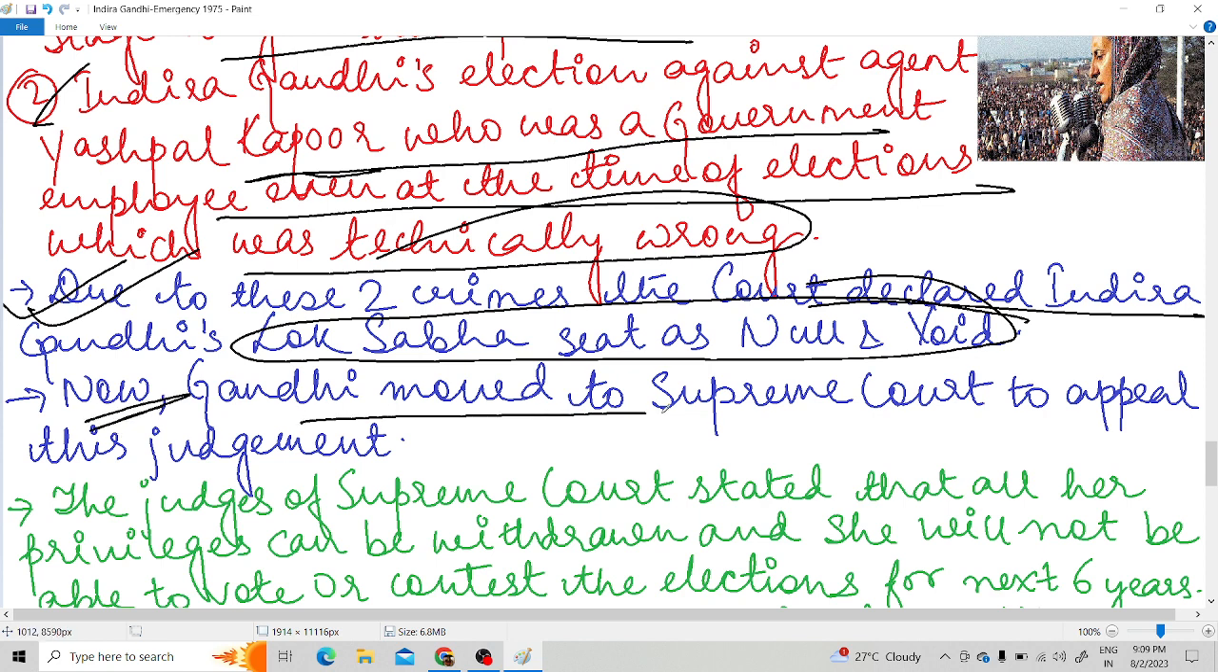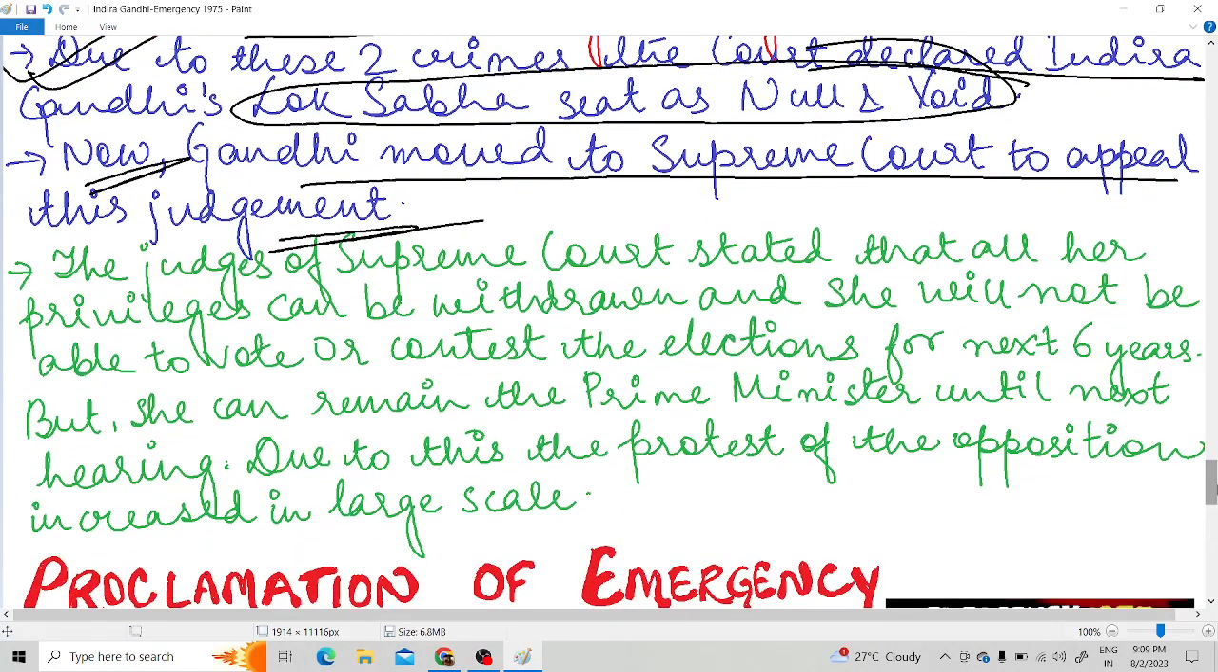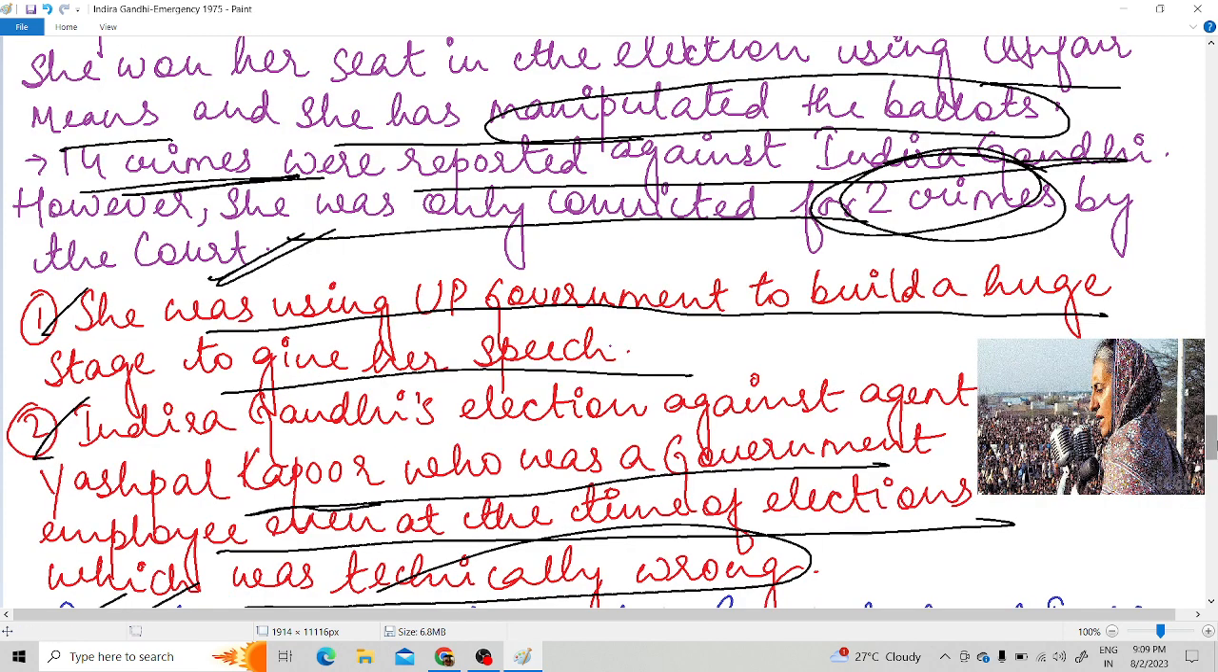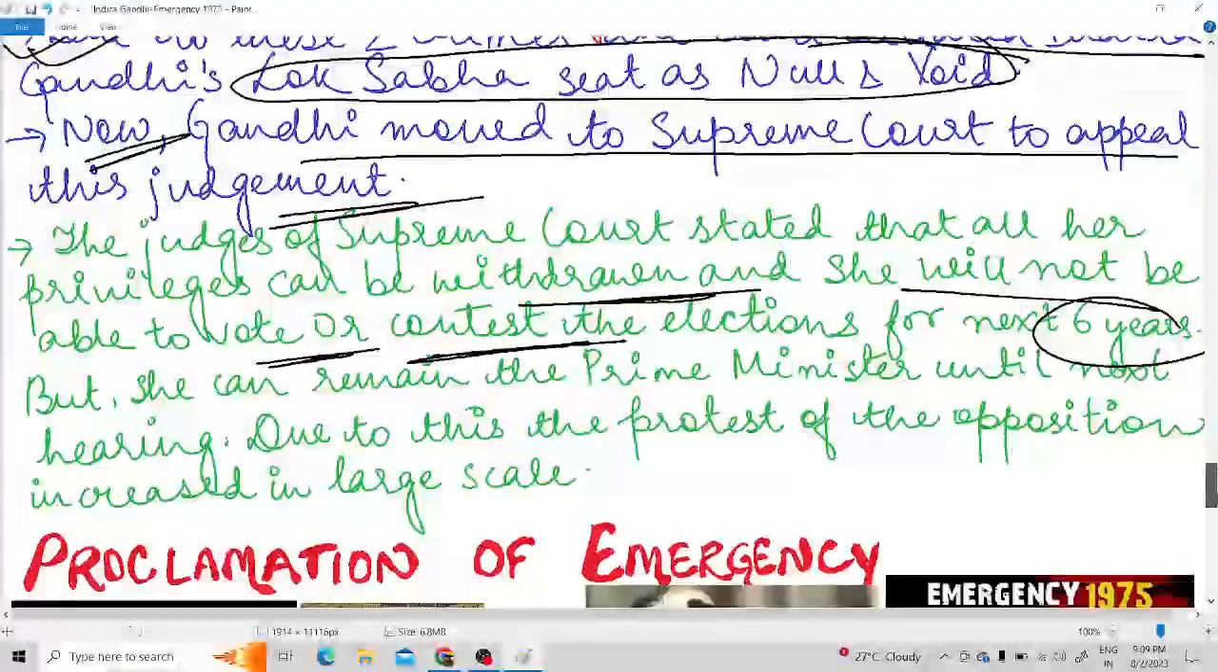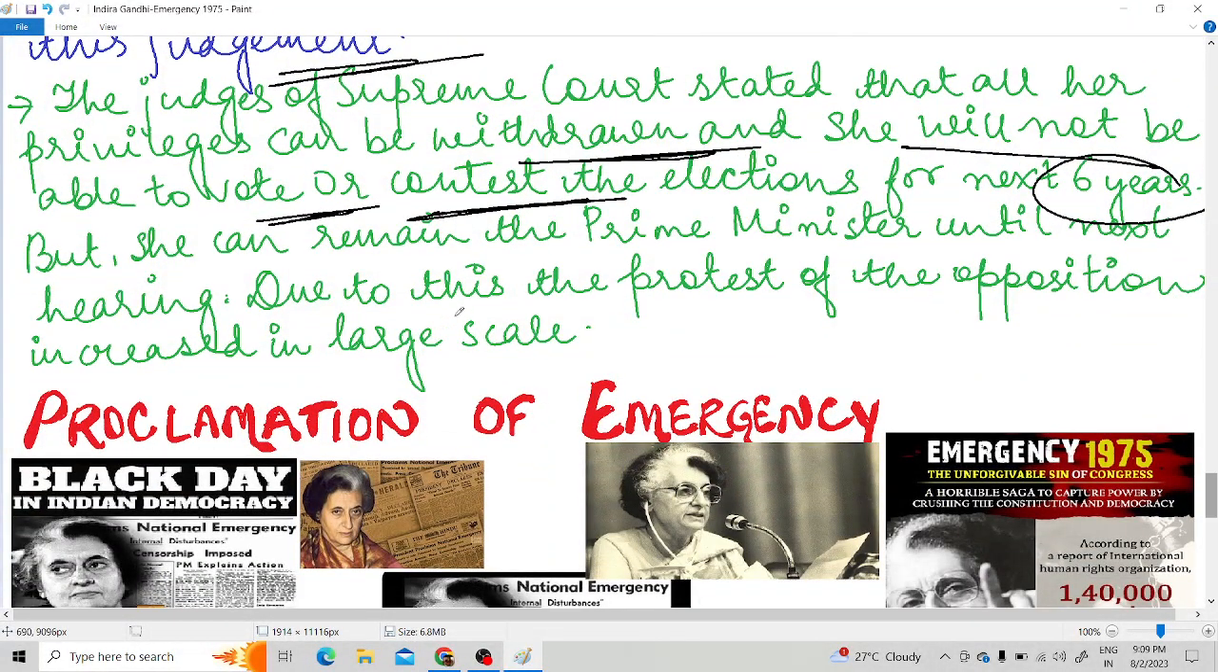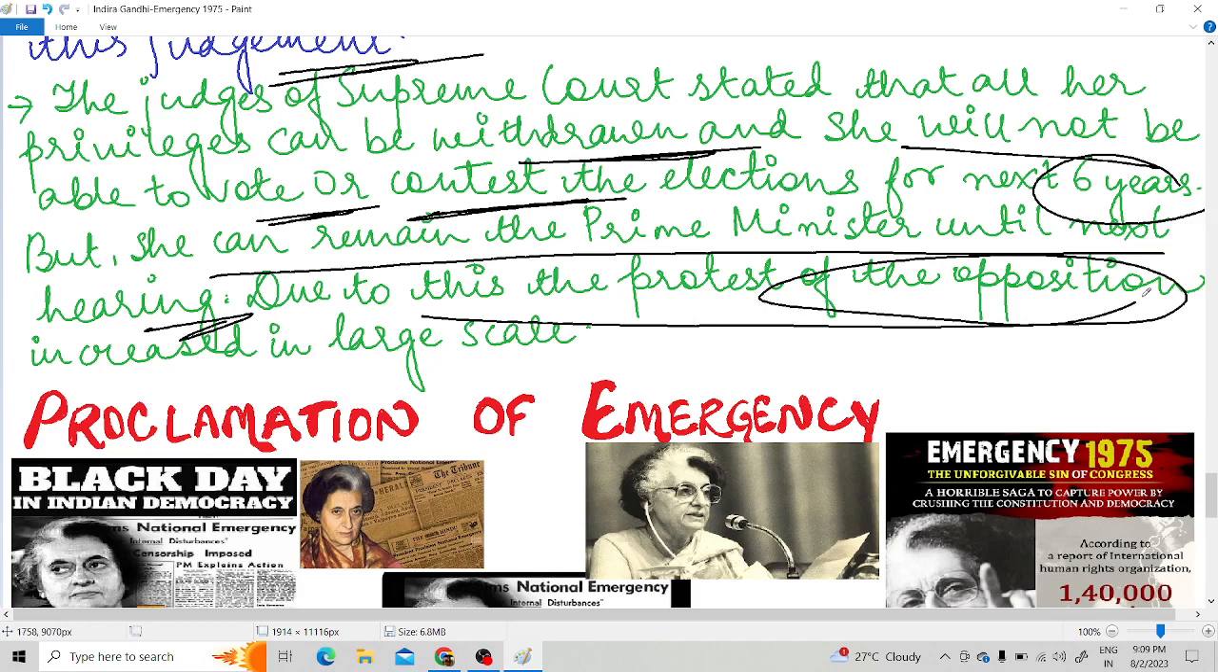Now, Indira Gandhi moved to the Supreme Court to appeal this judgment. The judges of the Supreme Court stated that all her privileges can be withdrawn and she will not be able to vote or contest elections for the next 6 years. This was again the trigger and the punishment which was given to her. But she remained the Prime Minister until the next hearing. Due to this, the protest of the opposition increased on a larger scale.